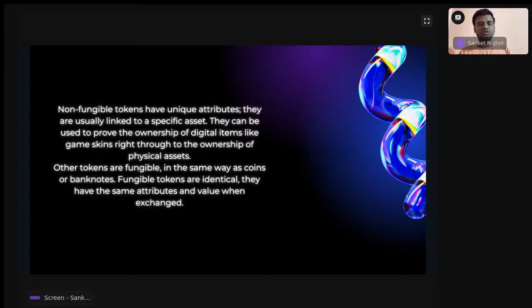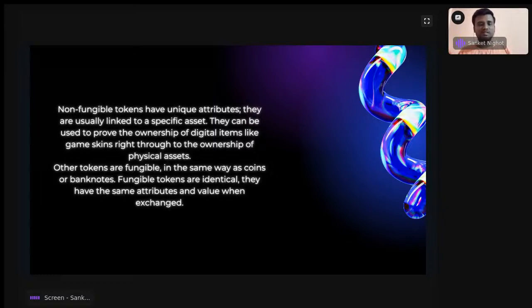They can be used to prove ownership of digital items like game skins, right through to ownership of physical assets. Nowadays skins are being developed for various games, and those skins are tokenized as non-fungible tokens, and users can buy a skin so that they are the sole owner of it, and whenever they play the game, the skin will be applied to the assets in the game. In that way, NFTs also work.